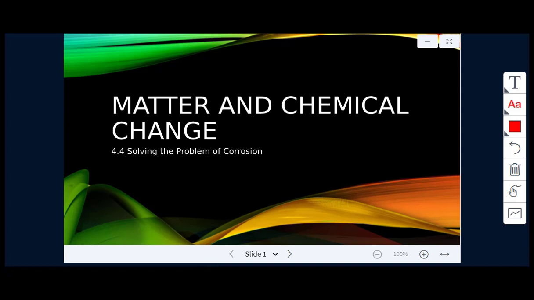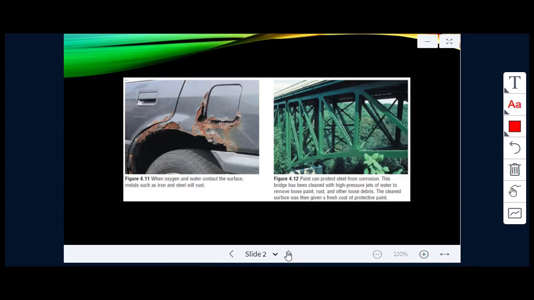Okay, so the next section we're going to look at is 4.4, which is solving the problem of corrosion. We also saw some of the methods already in the previous video. Here again, when oxygen and water cannot contact the surface, metals such as iron and steel will not rust. In this second diagram, we see a bridge, and we see that it's been painted. So paint can protect steel from corrosion.